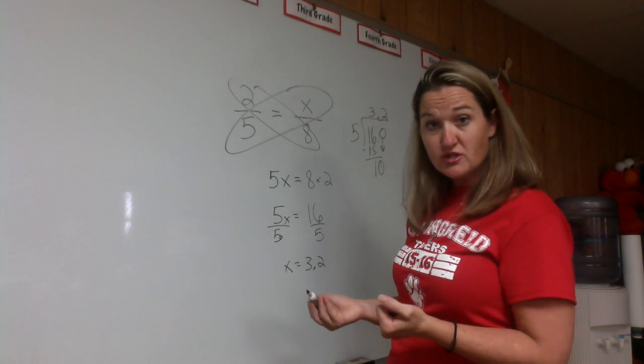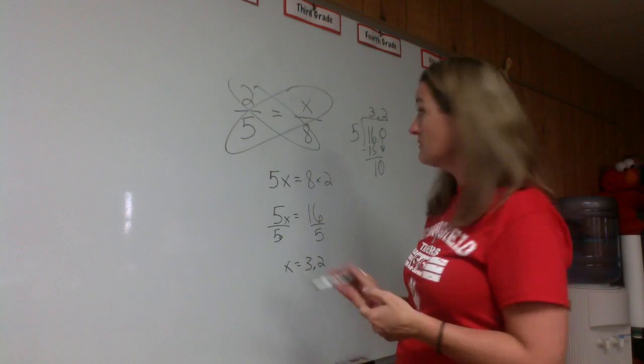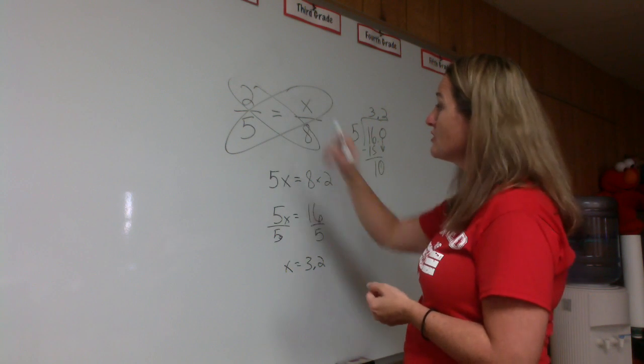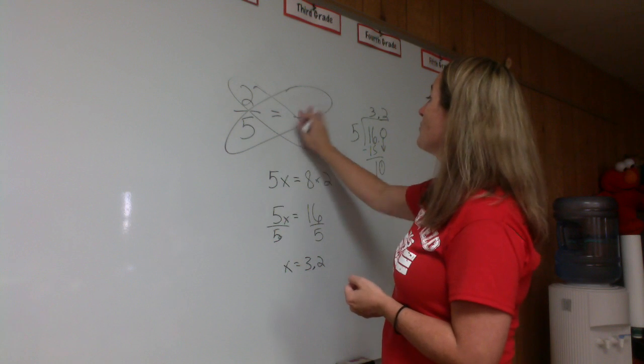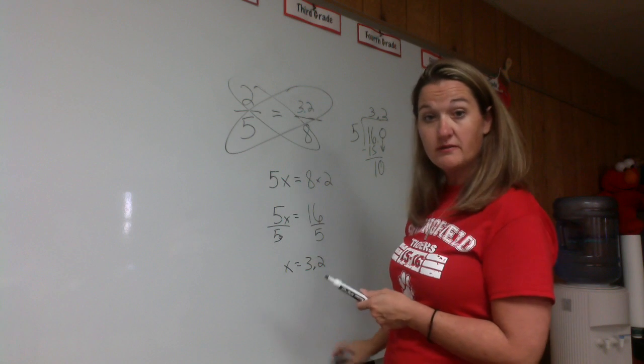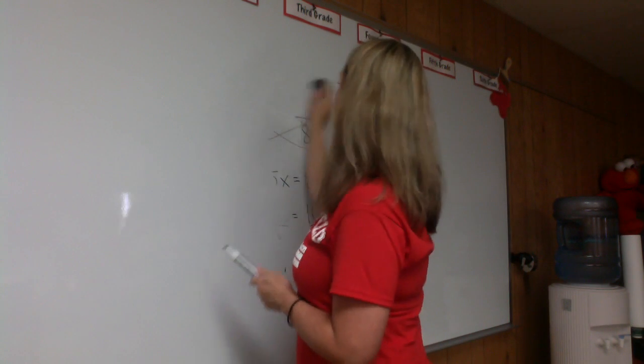A lot of times with cross products, you're going to have decimals, and that's okay, because it doesn't necessarily have to be a whole number. So 2/5 is proportional to 3.2 over 8. All right, one more example.